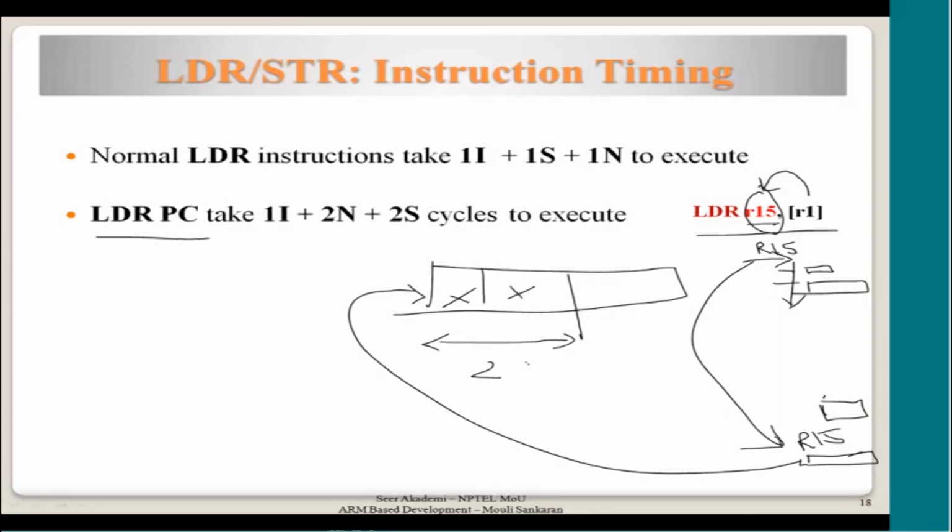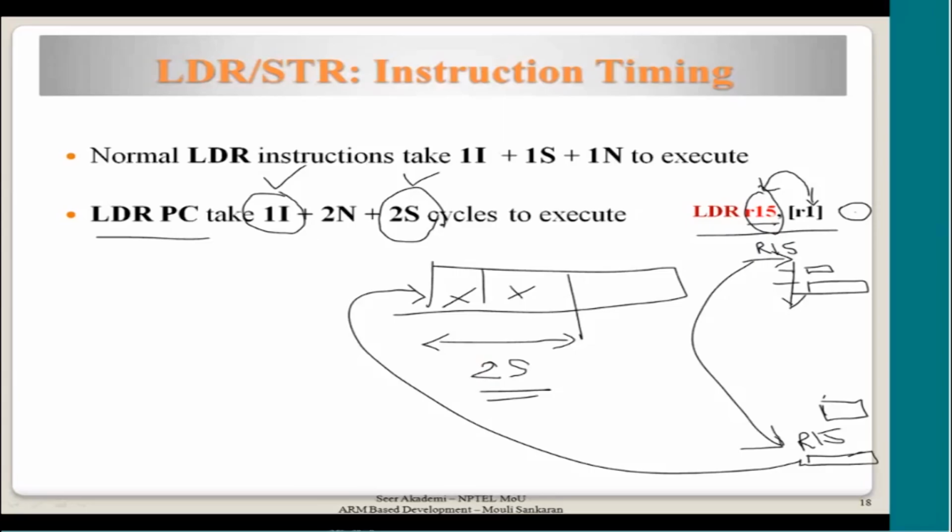Got it? Now what is this one internal cycle? Whether I put an offset, internal, pre-index or post-index, one internal cycle is anyway wasted for computing the offset. So one internal cycle is done. It has to be spent.